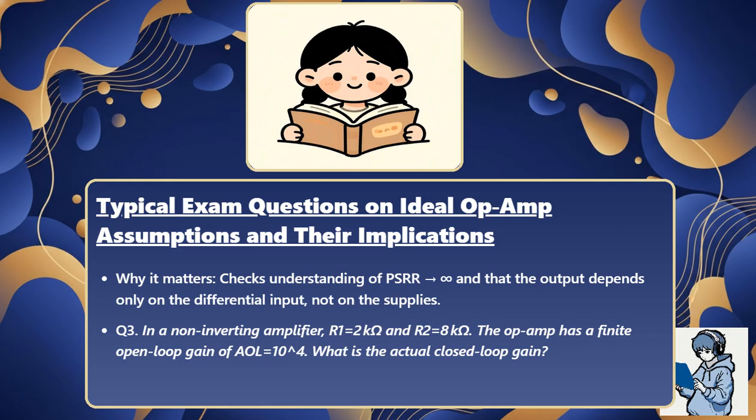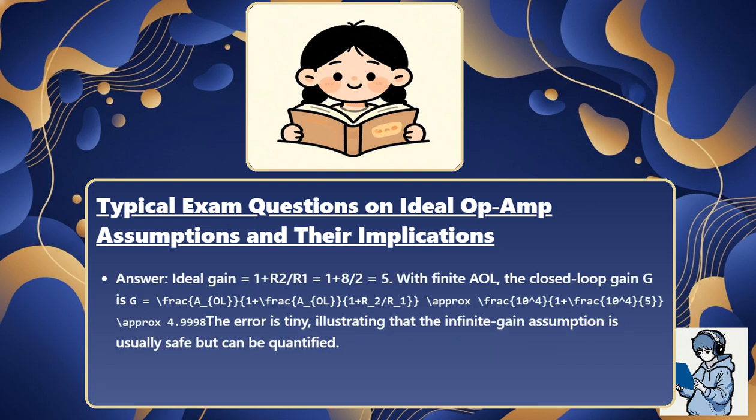Question 3: in a non-inverting amplifier, R1 equals 2 kilo-ohms and R2 equals 8 kilo-ohms. The op-amp has a finite open-loop gain of A OL equals 10 to the 4th. What is the actual closed-loop gain? Answer: ideal gain equals 1 plus R2 divided by R1, equals 1 plus 8 divided by 2, equals 5.